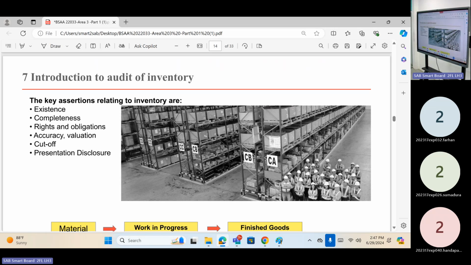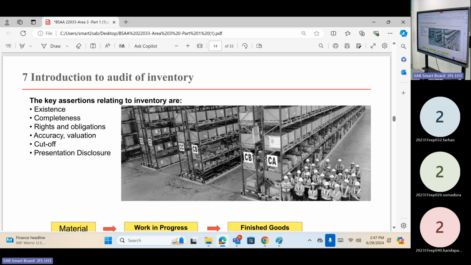Some companies process it in maybe 2-3 hours, so within a day, all are finished goods. Let's say yogurt. To produce a yogurt, it will take around 2-3 hours, and then we can take the yogurt. So at the end of a month, once you take your stock verification, you don't have WIP because your production process may be very easy.